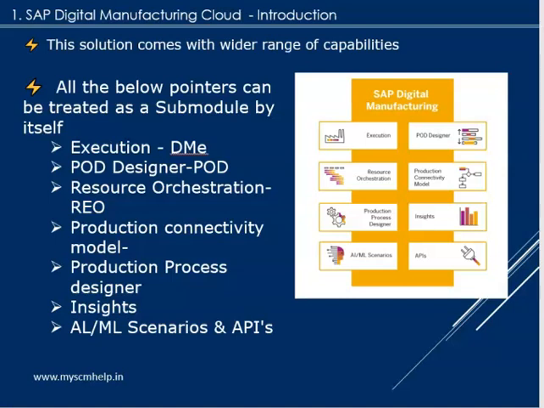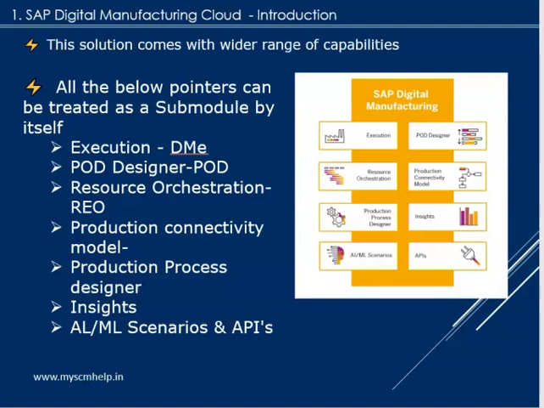Then we come to resource orchestration. Resource orchestration helps us to schedule the resources. Okay, so which order has to start when? It is like our detailed scheduling board only. So it helps you to schedule it. It helps you to allocate the tools. It helps you to see the start and end time. It helps you to manage the capacities. So those are the things which are done in resource orchestration.